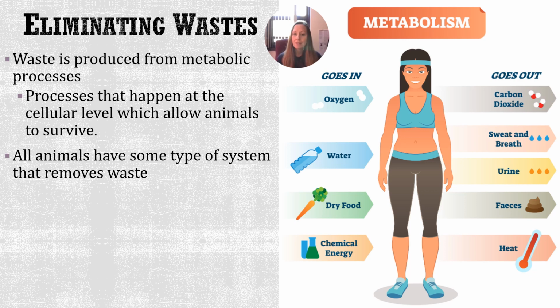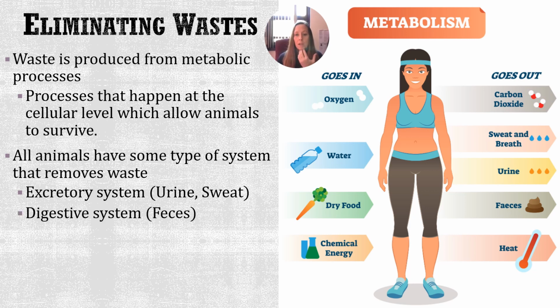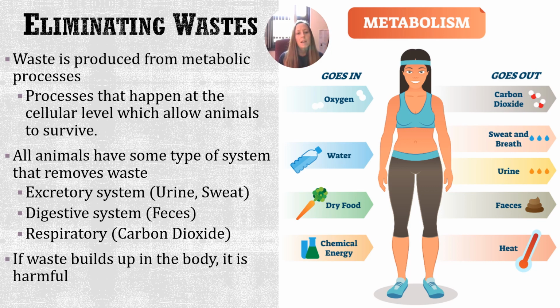All animals have some type of system to remove waste. Humans have an excretory system, right? So we excrete urine and sweat to get rid of waste. Humans also have a digestive system, where we excrete feces or poop. We have a respiratory system where we excrete carbon dioxide, right? That's a waste product. And we talked about that before when we talked about the global warming stuff. If these wastes remain in our body they become toxic, okay?